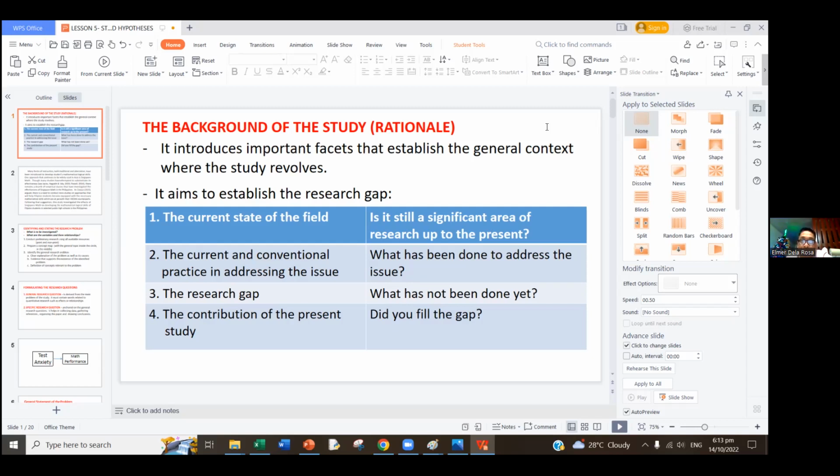So itong 4 na element na ito ay dapat makita o mabasa natin sa papel. Not necessarily sasabihin mo yan na verbatim. Hindi siya fill in the blanks na, yes, this is still significant area. Hindi ganoon. Kailangan implied doon sa laman ng rationale mo. Let's have an example taken from an actual study. It's a math research.